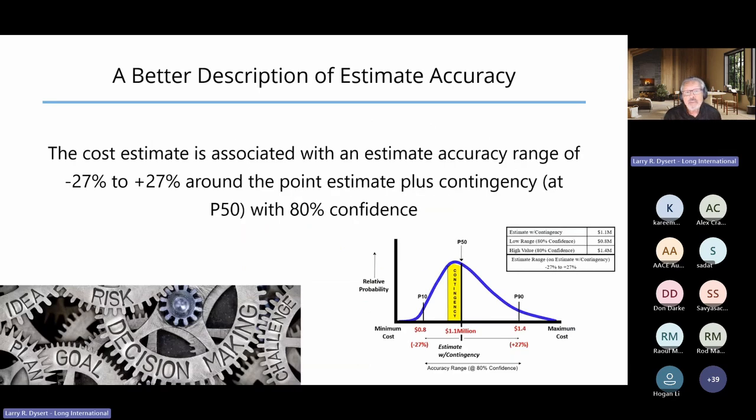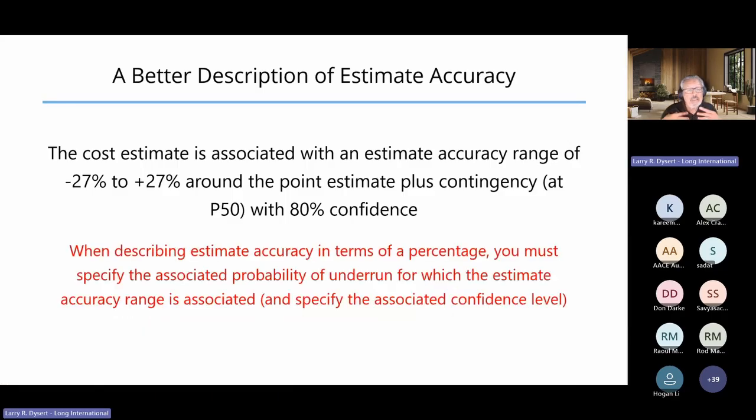So if we're going to talk about it in percents, we need to provide this other information. In this particular example, it's -27% to +27% around the point estimate with contingency, the P50 value, and at 80% confidence we're within that range. So when we're talking about estimate accuracy in terms of percent, I always must define not only the percent, but the associated probability of underrun or the confidence level associated with it.